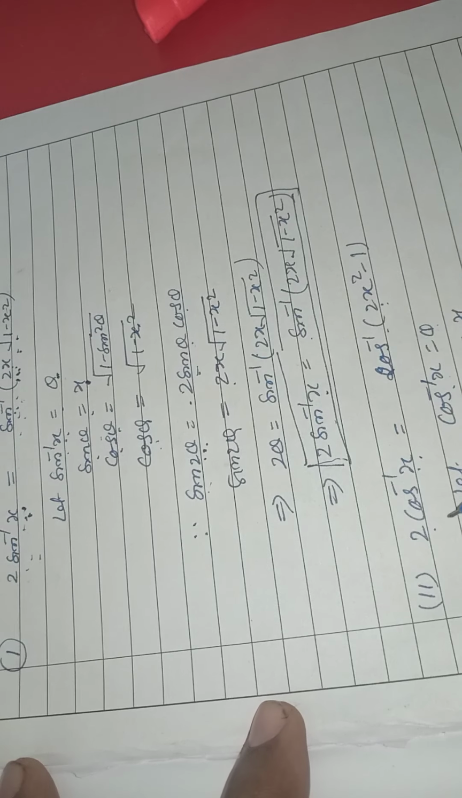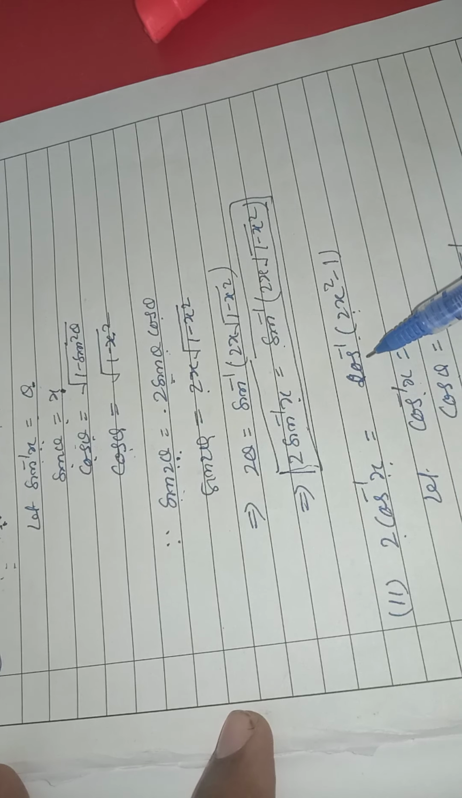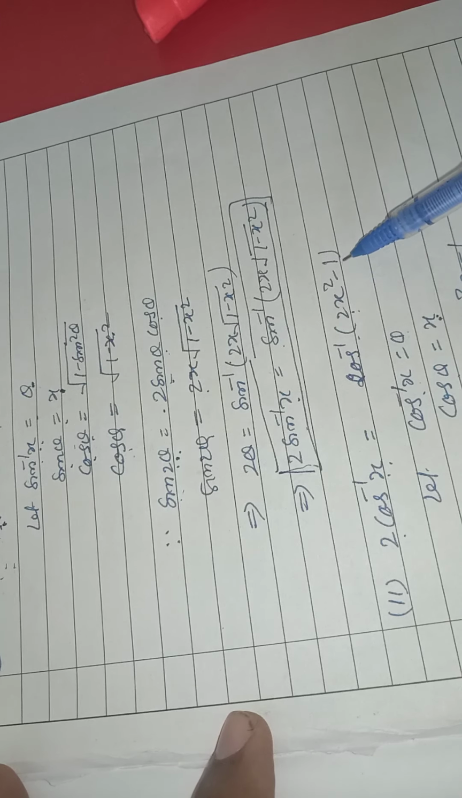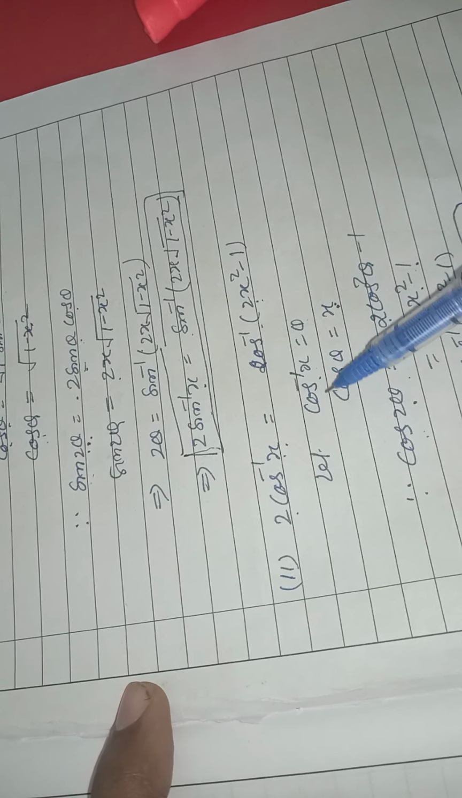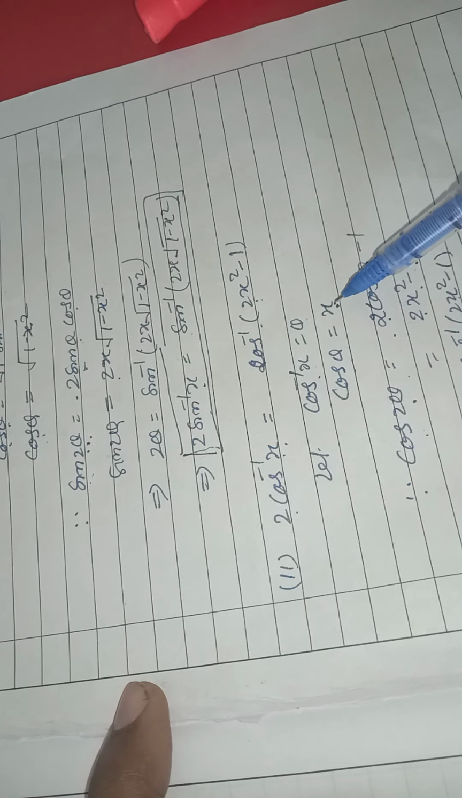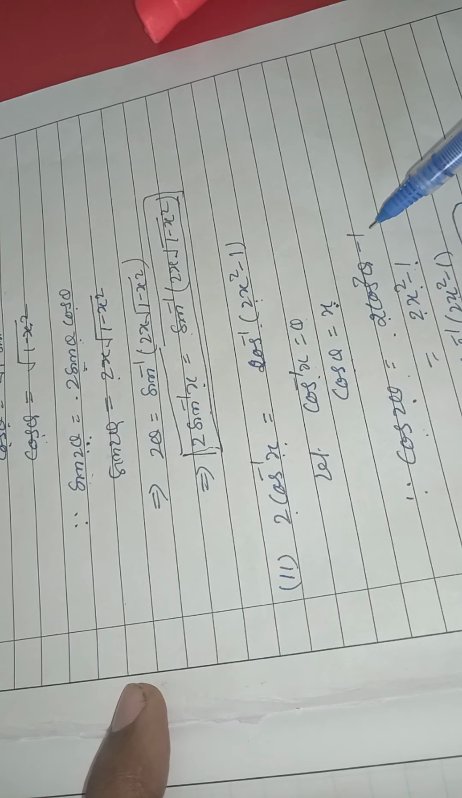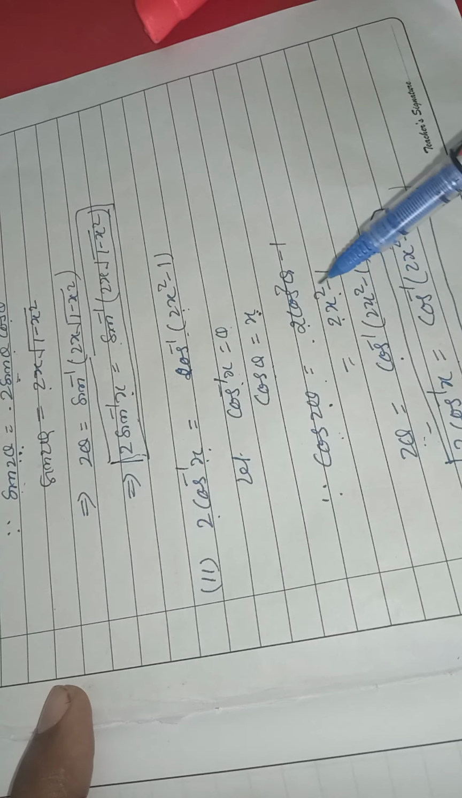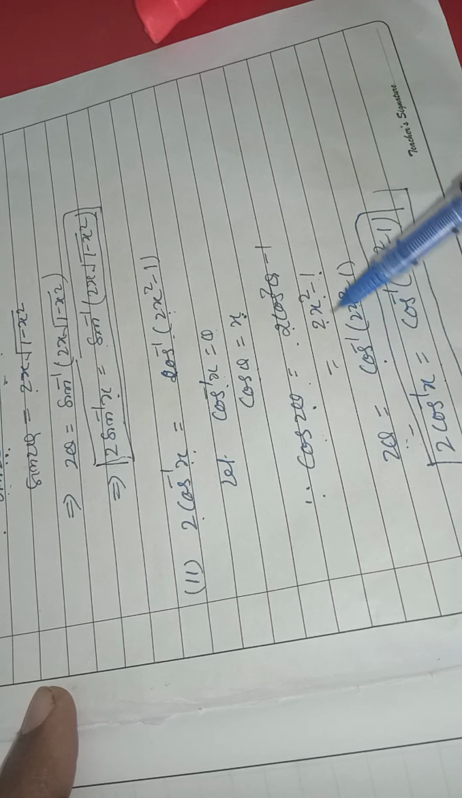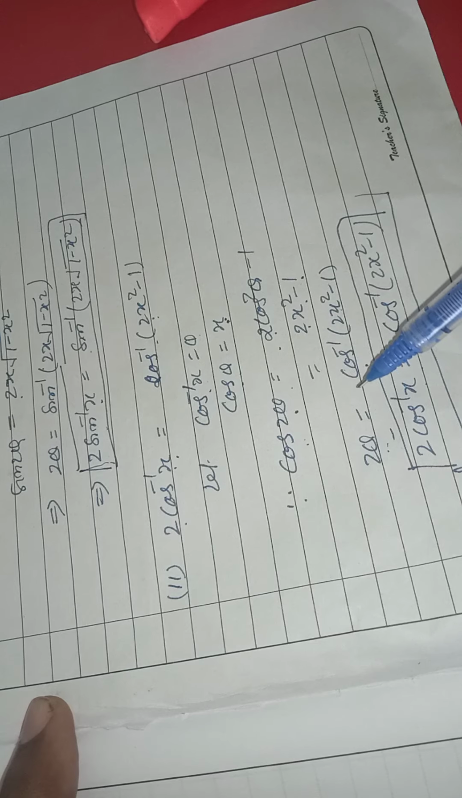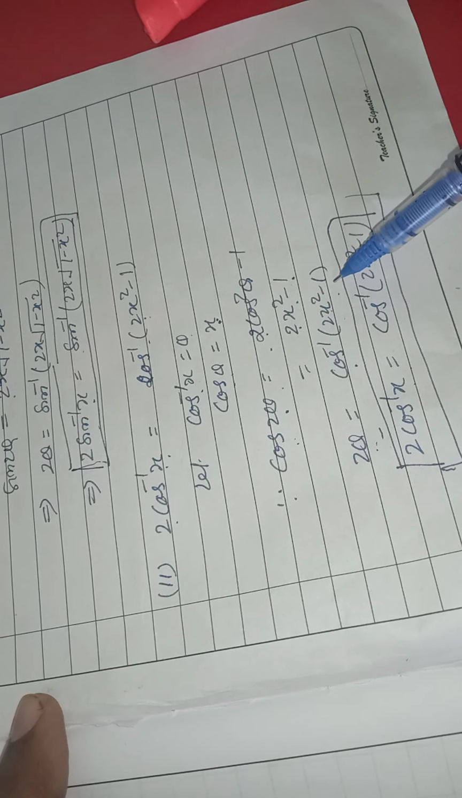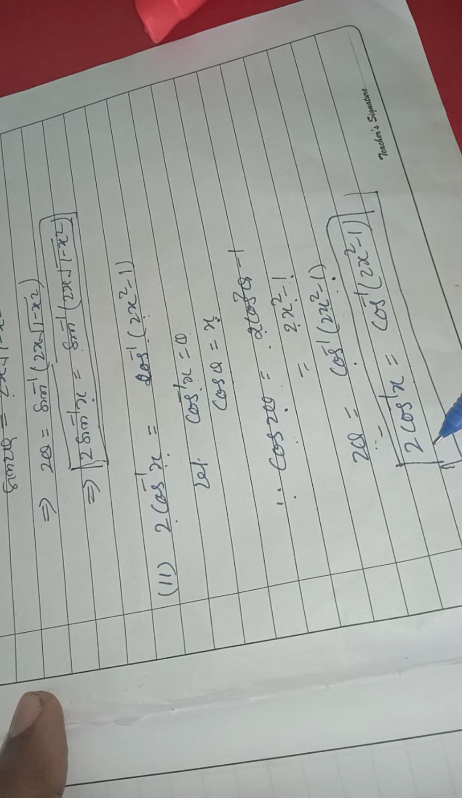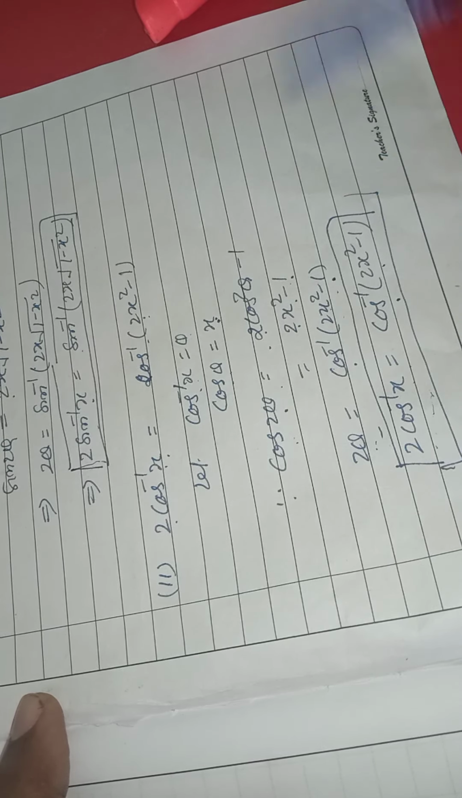And in a similar way, 2 cos inverse x is equal to cos inverse 2x square minus 1. For this, let cos inverse x be equal to theta and cos theta is equal to x. Since we know that cos 2 theta is equal to 2 cos square theta minus 1, by putting the value of cos theta we get cos 2 theta is equal to 2x square minus 1. This will be written as 2 theta is equal to cos inverse 2x square minus 1, and by putting the value of theta we get 2 cos inverse x is equal to cos inverse 2x square minus 1.